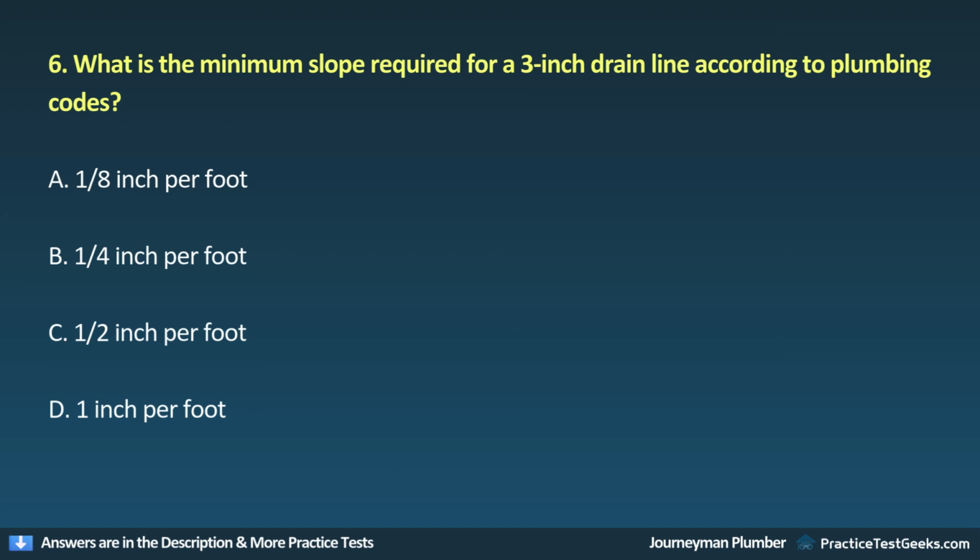6. What is the minimum slope required for a 3-inch drain line according to plumbing codes? A. 1/8 inch per foot. B. 1/4 inch per foot. C. 1/2 inch per foot. D. 1 inch per foot.